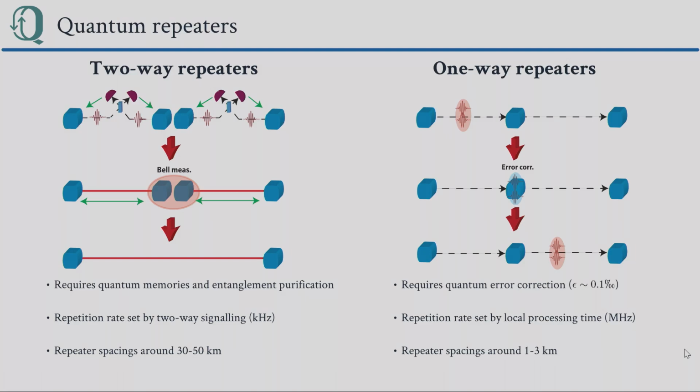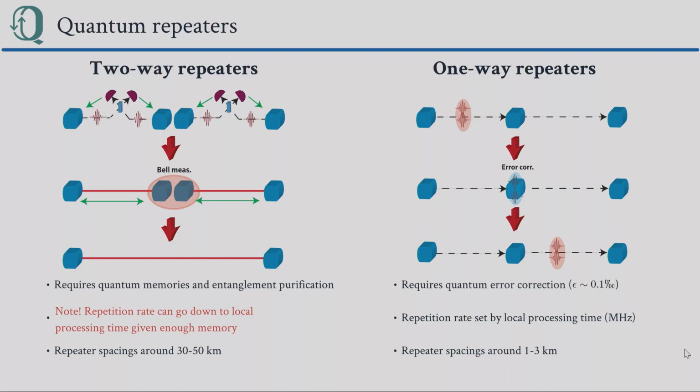Here you require quantum memories, because once one segment has succeeded, you need to wait for the neighboring segment in order to swap. So you need quantum memories, and you need entanglement purification to deal with operational errors. The repetition rate of these repeaters is, to first order, set by the two-way signaling between the repeater stations, so that's around kilohertz. I should mention that in principle, if you have enough memory, you can go all the way down to the local repetition rate. But again, this requires a lot of memory. Repeater spacings are usually around 30 to 50 kilometers, in some cases a bit more, in some cases a bit less.